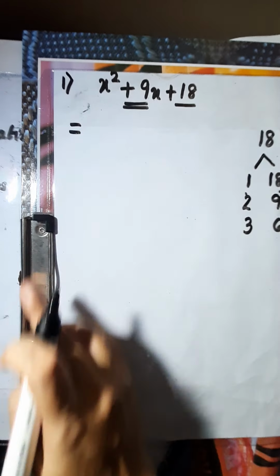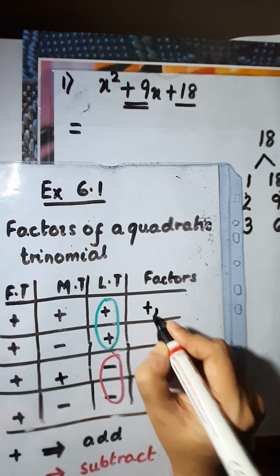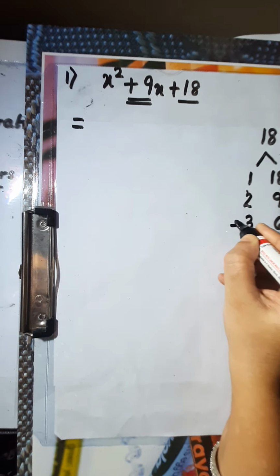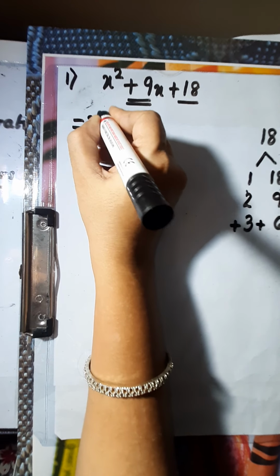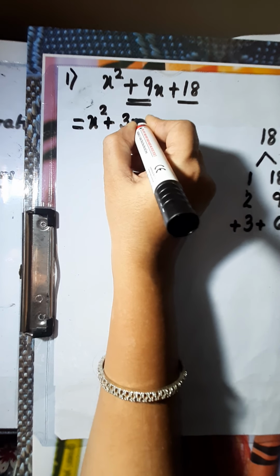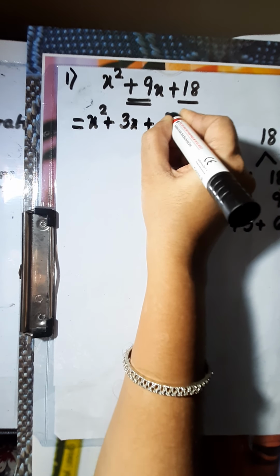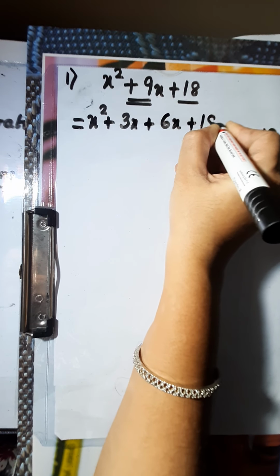Now you look at the middle side. My middle term is plus. So my factors both will get the plus sign. So this will also get the plus sign. So I will get x square plus 3x plus 6x plus 18. I'll get this, right?